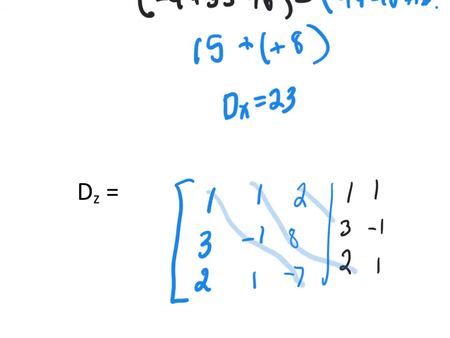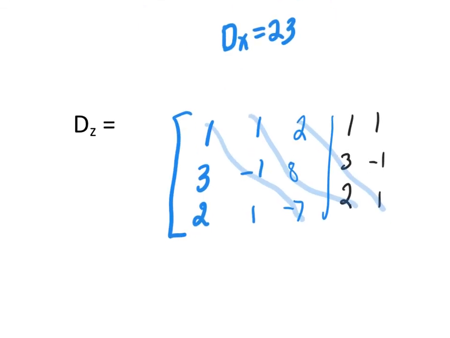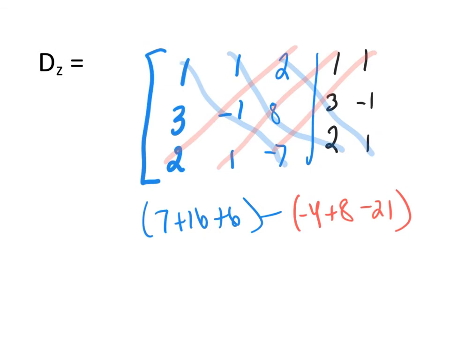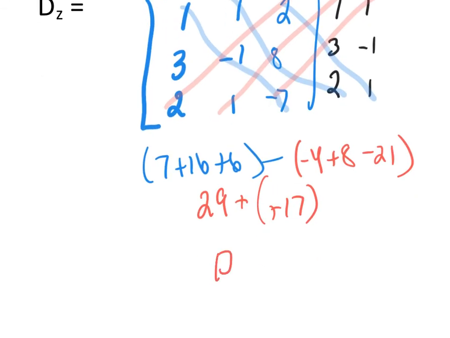So major, major, major. 1 times negative 1 times negative 7 is 7. 1 times 8 times 2, 16. 2 times 3 times 1, 6. Minus my minors. Minor, minor, minor. 2 times negative 1 times 2, negative 4. 1 times 8 times 1, 8. Negative 7 times 3 times 1, negative 21. So 7 plus 16 plus 6 is 29 minus negative 4 plus 8 minus 21, negative 17. So I have 29 plus 17, which gives me positive 46. So d sub z is 46.